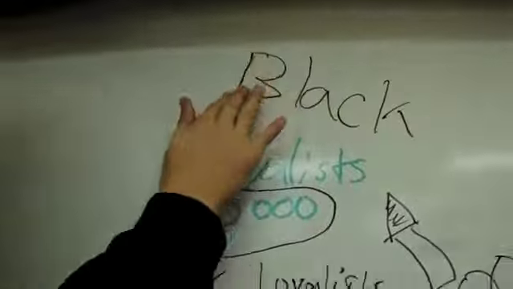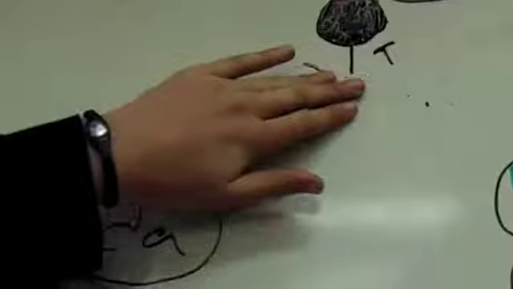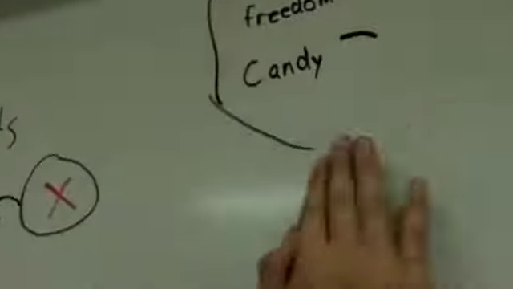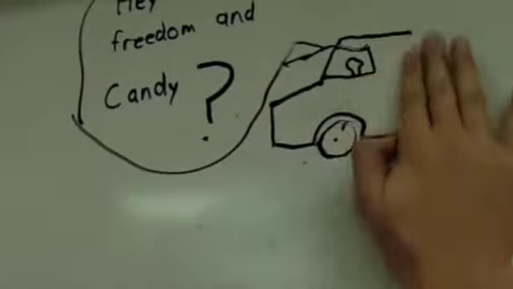500,000 black loyalists at the time of the American Revolution were working on plantations. The British tried to ruin the plantations by offering freedom to all the black slaves.